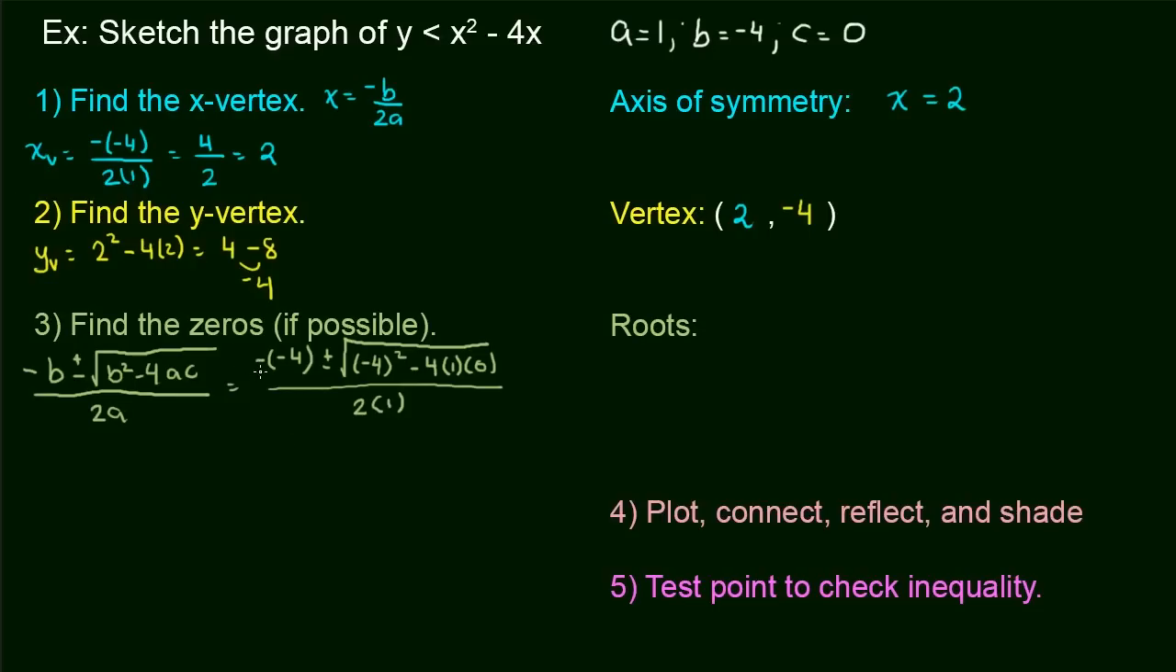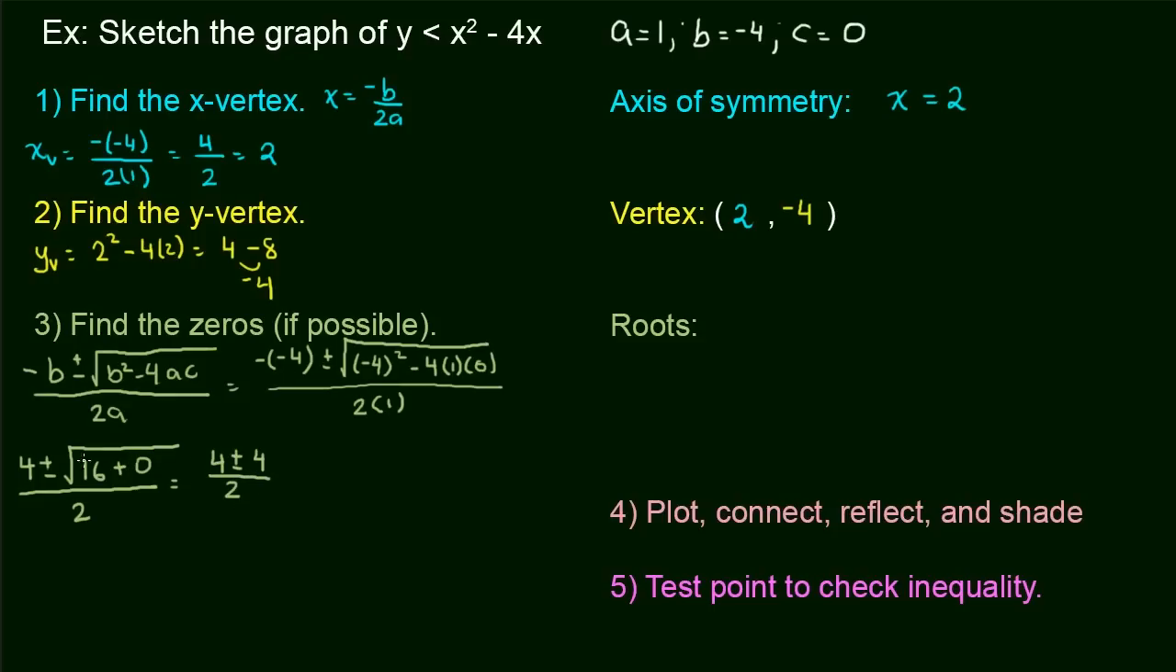Let's go ahead and simplify. Negative times a negative is a positive, so I get positive 4 plus or minus the square root of negative 4 squared, which is just 16, minus 4 times 1 times 0, which is just 0, all divided by 2 times 1, which is 2. We can simplify that: 16 plus 0 is 16, and then the square root of 16 is just 4.